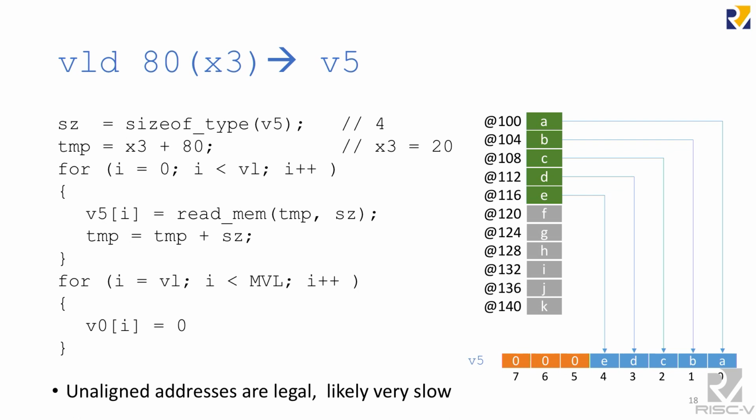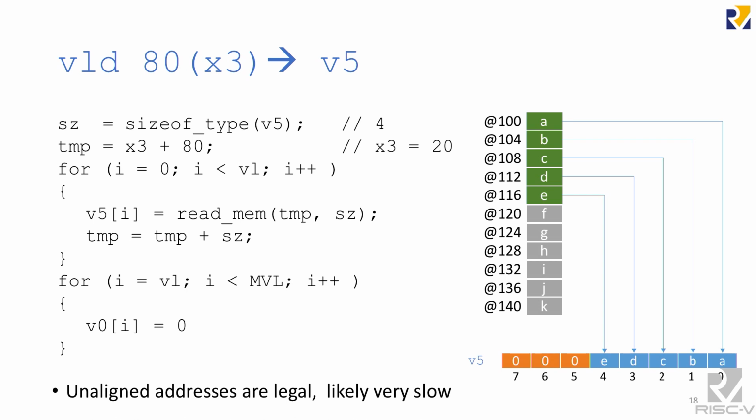It has a base register, x3, that has a full address. It has an immediate. And you go off to memory at that base address, and you load a bunch of numbers. How many do you load? You load as many things as the VL register tells you. In my examples, VL is always 5. So we're going to load 5 things from memory. Where do you load them from? Well, the first address is 100. Why? Because x3 is 20. The immediate is 80. That's 100. And then you load 4 bytes from 100.